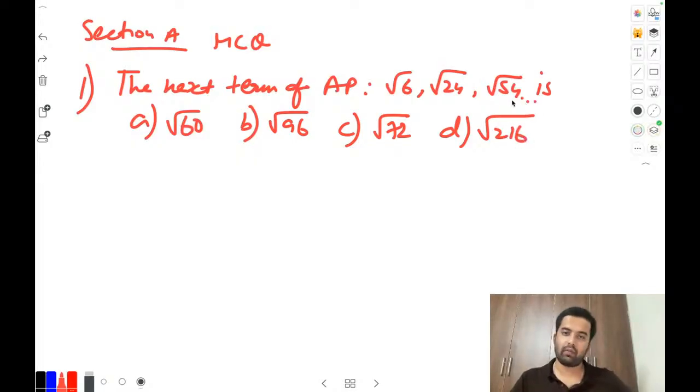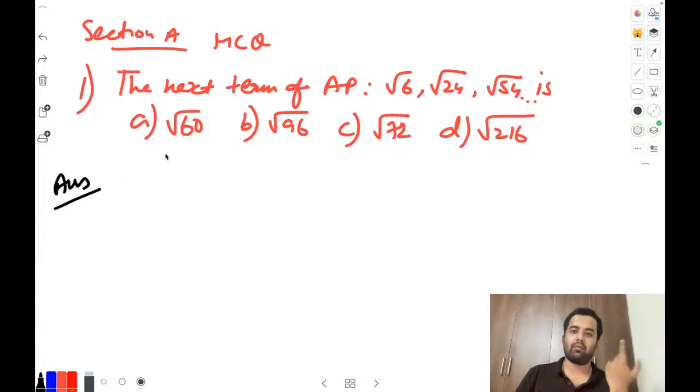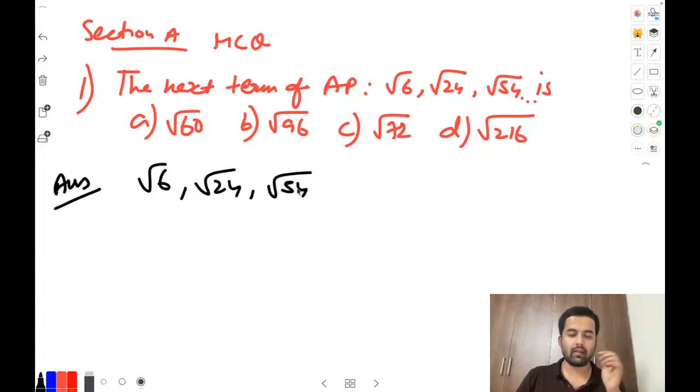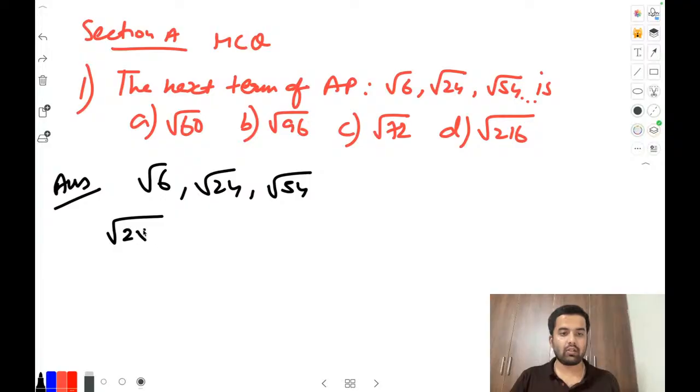What will come after 54? That is the main thing. Check the answer, everyone. If you lack concepts, check the board; I will also do it. To figure out the answer, we first have to make the numbers smaller, because only then can you recognize the gap here. For 6, we can write 2 into 3, right? For 24, what can we write? 2 into 2, like separately, just do it. For 24, what can we do?